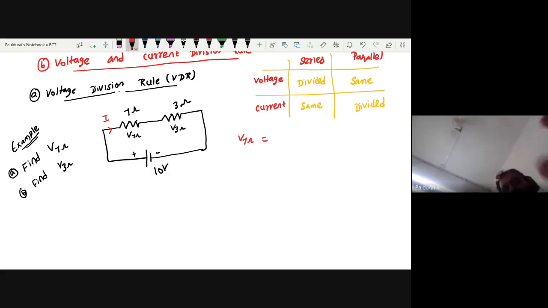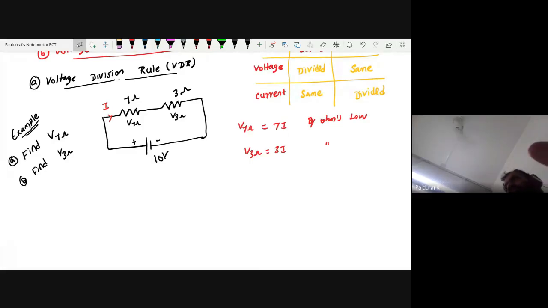What is the formula to calculate V sub 7 ohm? As per Ohm's law, V equal to I times R. Okay, where R is 7. I is nothing but I don't know. Some unknown current, 7I. This is by Ohm's law. Similarly, what is V sub 3 ohm? Obviously, this is 3I. Okay, once again by Ohm's law. But I want to calculate these two.